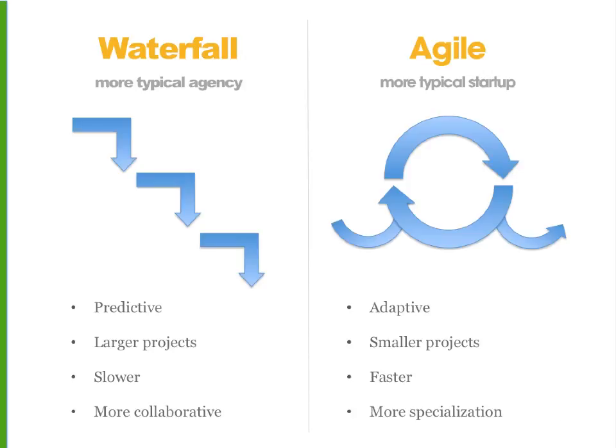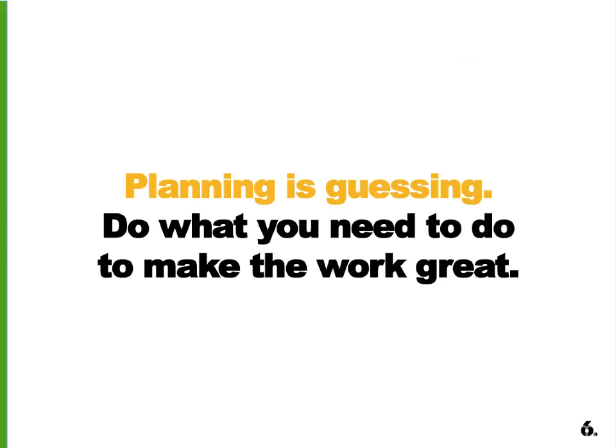Agile is more adaptive and more about working on the actual product and continually iterating. It's a more startup-y approach. If you want to learn more about these terms, there's a ton on the internet, so have at it. But in the end, when we talk about process, planning is really guessing, and you do what you need to do to make the work great.